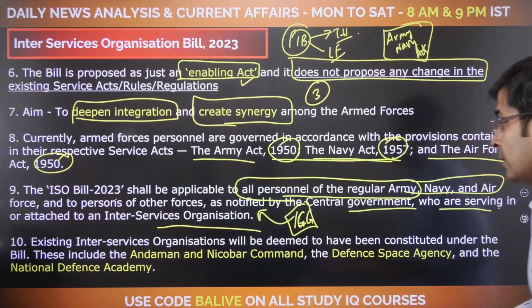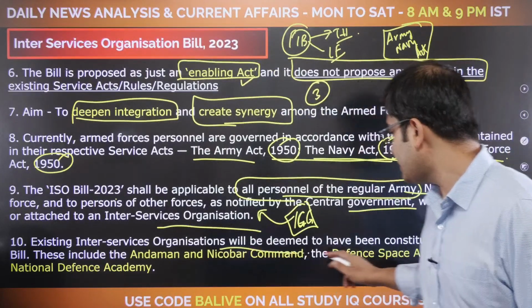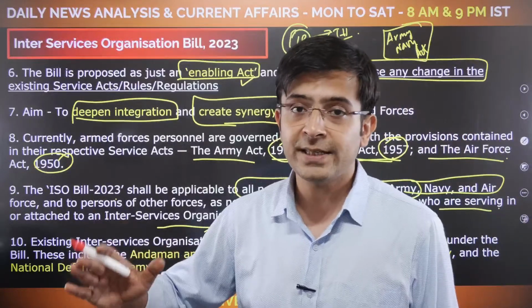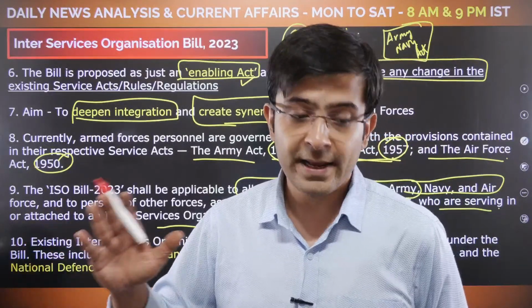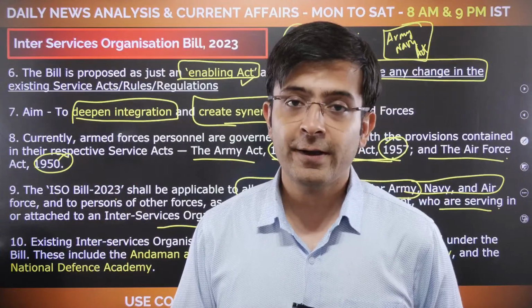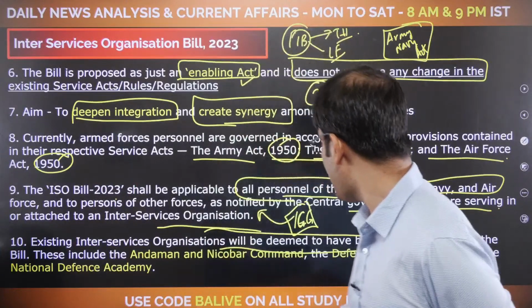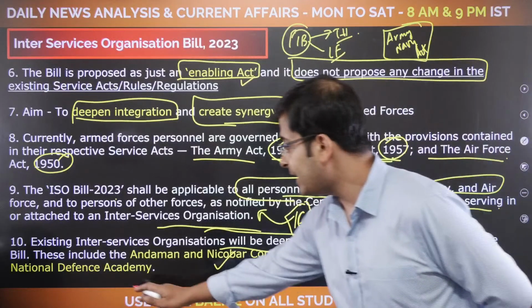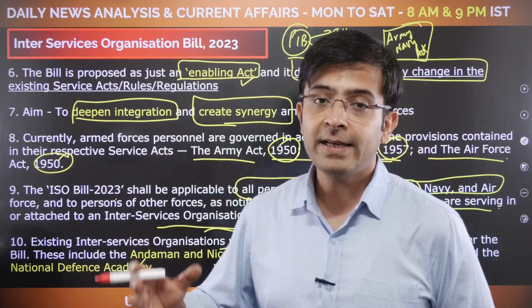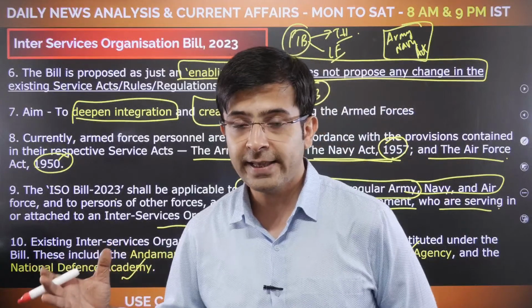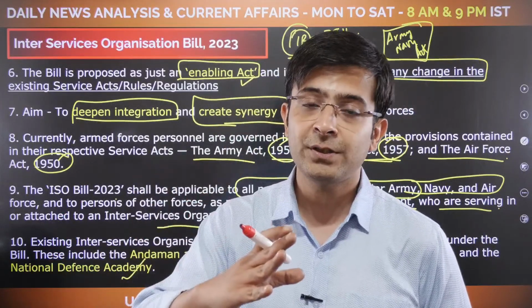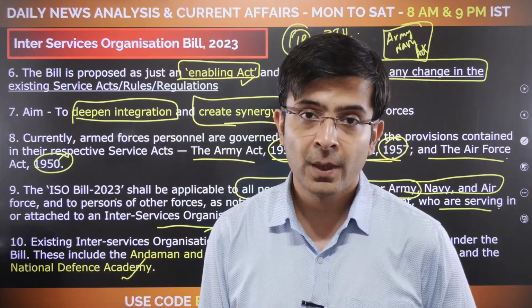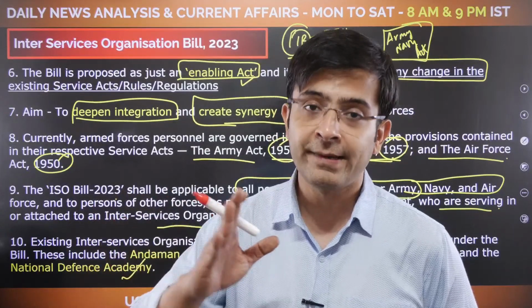Okay. So the existing inter-services organizations will be deemed to have been constituted. You already know that we have tri-services organizations, in fact a tri-services base in Andaman and Nicobar. You must be aware of that. Similarly, you have the ANN command, the Defence Space Agency and the NDA. These are the tri-services organizations where there is already participation of all three wings of the Indian Armed Forces. So they are already deemed to have been created.